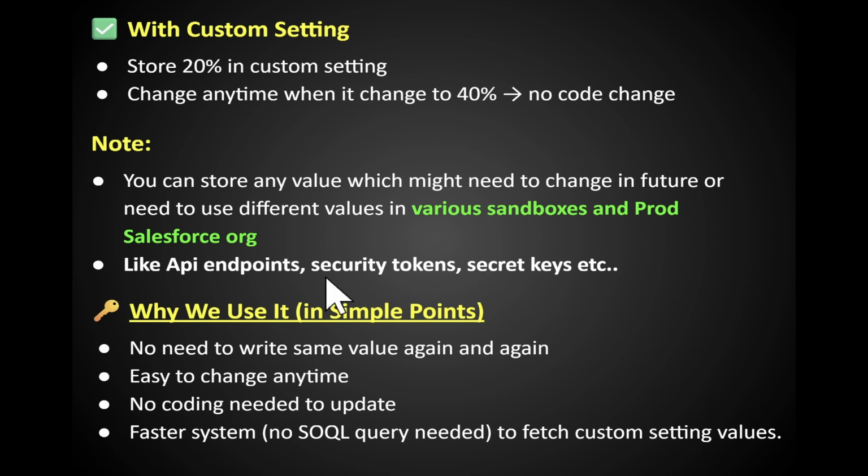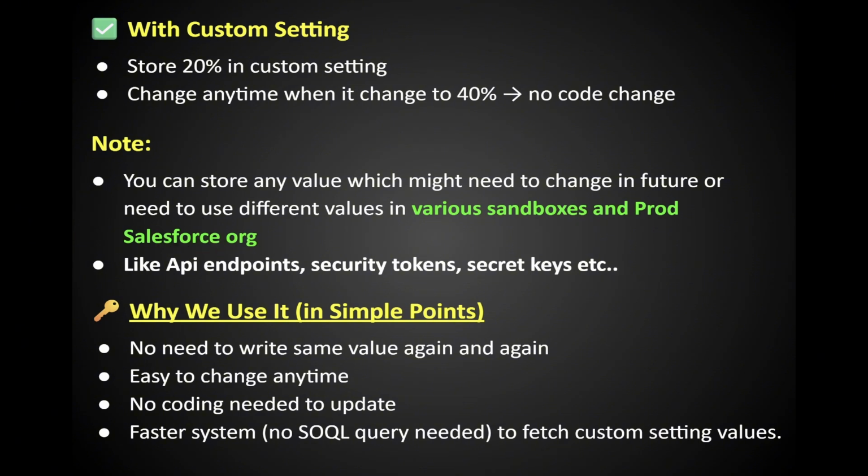You can see examples like API endpoints, because sandboxes have different endpoints and production has different endpoints, right? Like when you are integrating with a third party, like Genesis, whatever, each third party has different endpoints per sandbox. Or you can see security tokens, secret keys, etc. These things you can store in the custom setting.